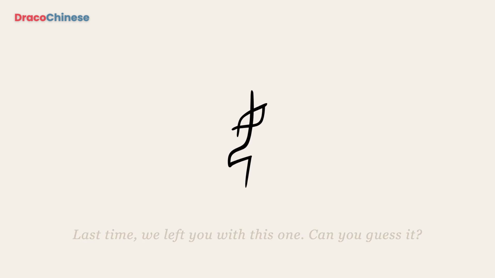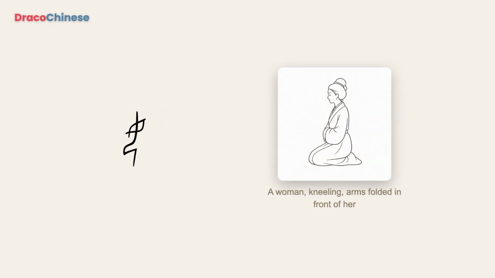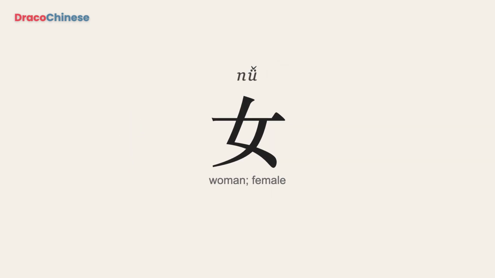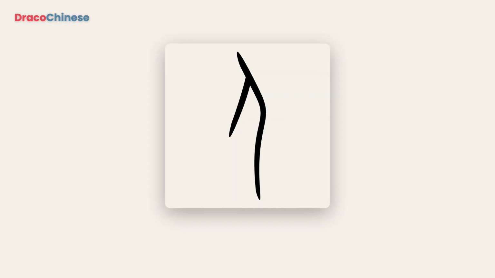Last episode, we left you with a shape and a question. Here it is again. A person kneeling, both arms folded in front of the body. That's the classic sitting posture of a woman in early Chinese art. And that's exactly what this is. 女 Woman gave us a whole grammar of posture last time.